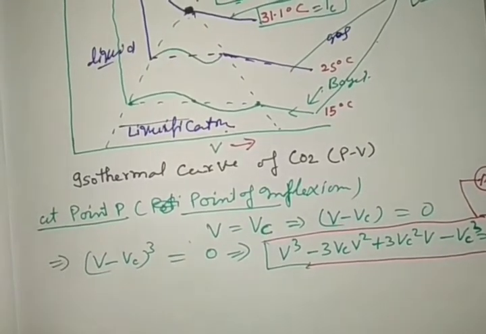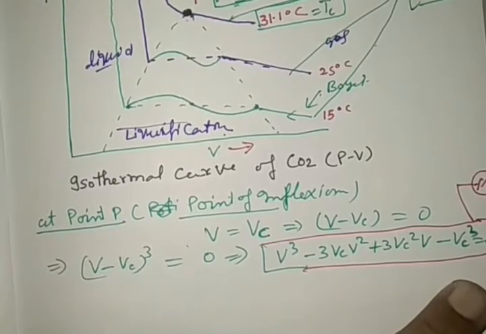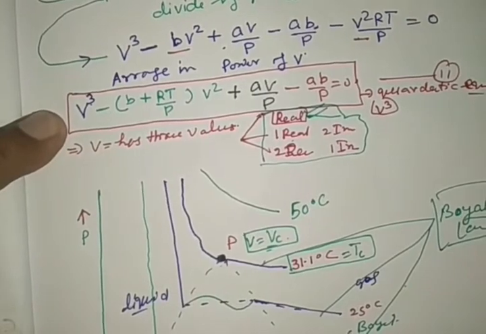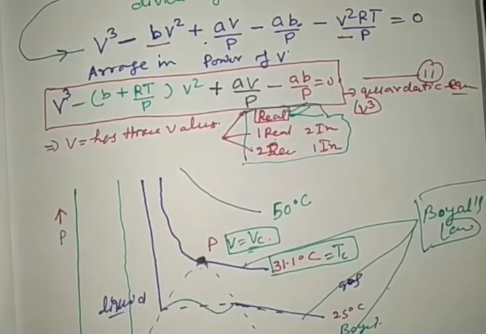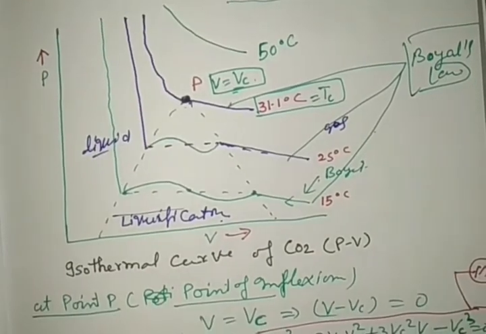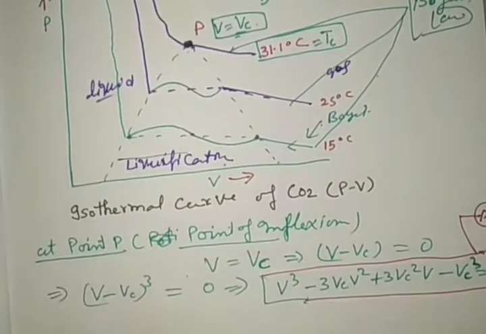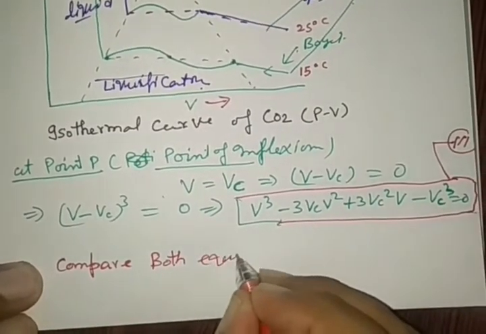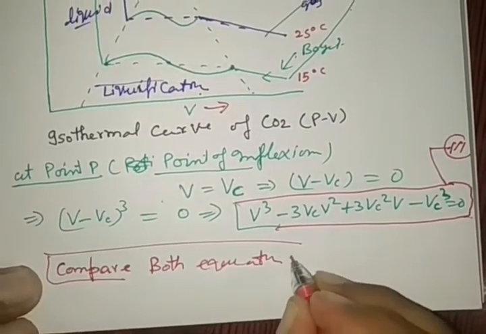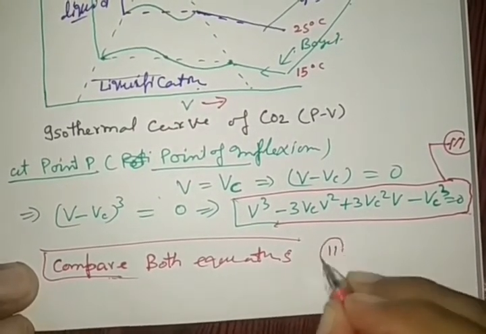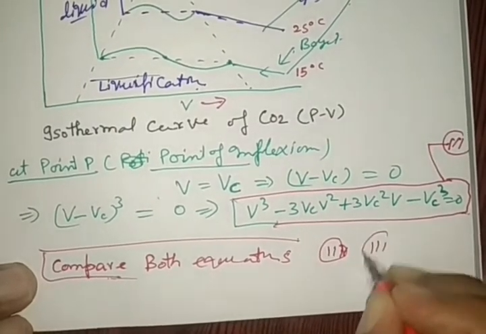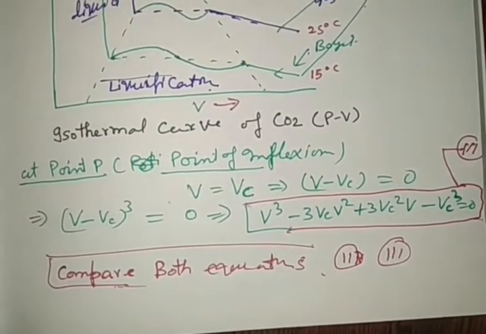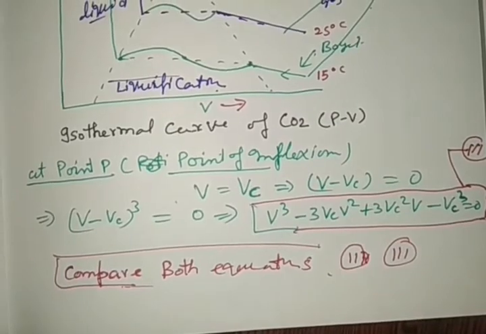This is also a cubic equation in V, equation 2. Now see equation 2 here. It is also a cubic equation in power 3. So we are going to compare this. Both are cubic equations of V in power 3. So we are going to compare both equations, equation 2 and equation 3. So we are comparing the coefficients of V to the power 2, V to the power 1, and the constant here. All powers we are comparing.